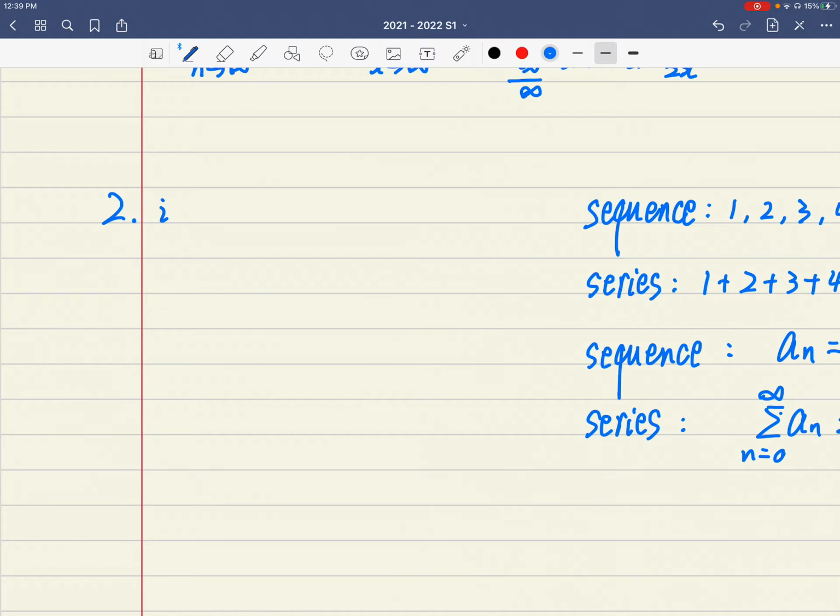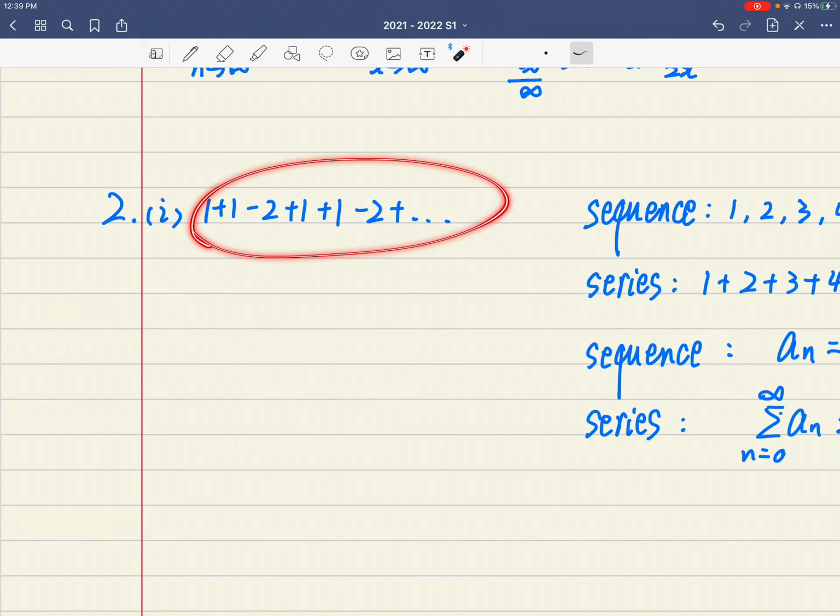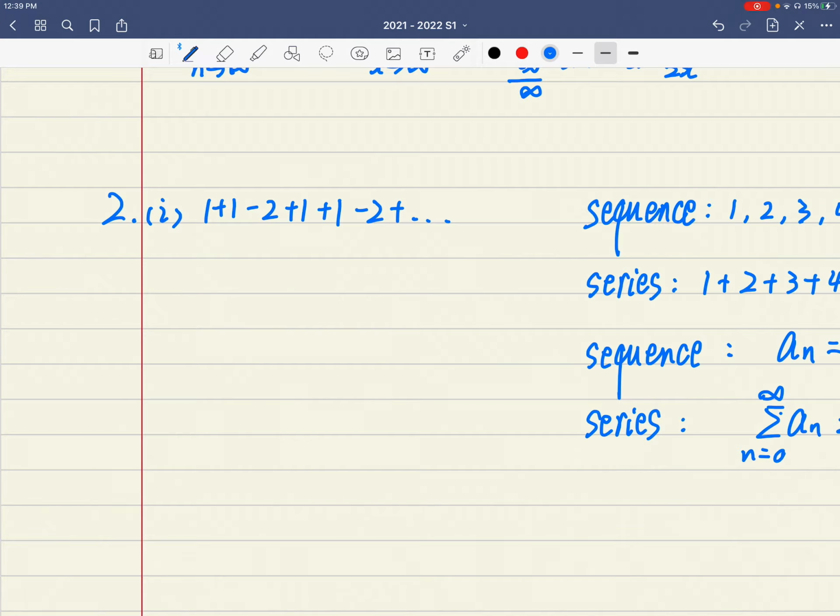So let's see problem 1a. It's 1 plus 1 minus 2 plus 1 plus 1 minus 2, etc. You can see this pattern goes forever. So first find the k-th partial sum. For example, s1 is just 1, the first term. S2 is the sum of the first two terms, which is 2. S3 is the sum of the first three terms, which is 0, etc.